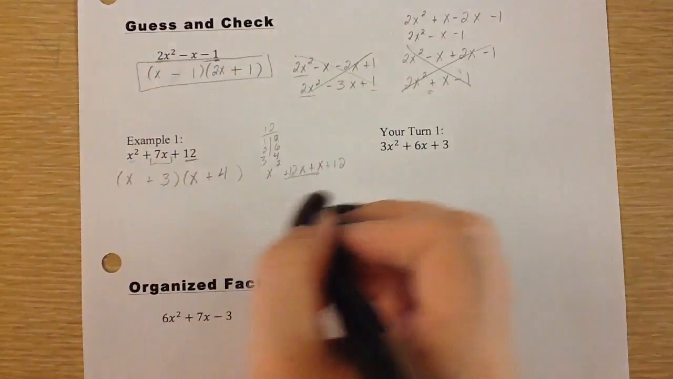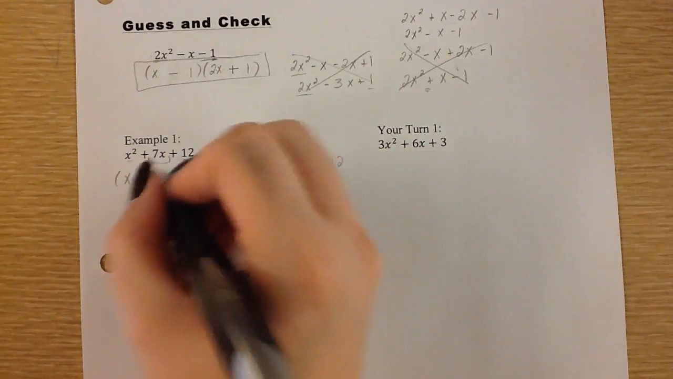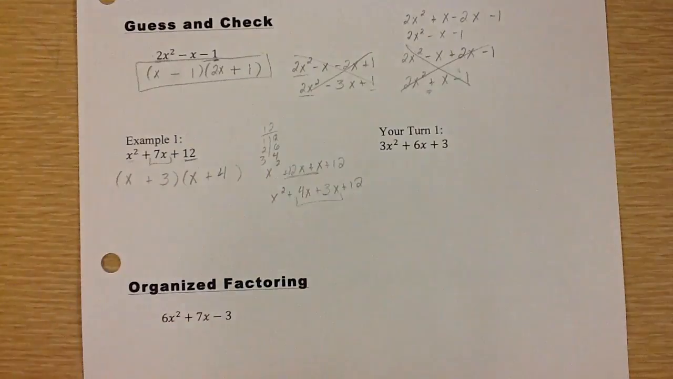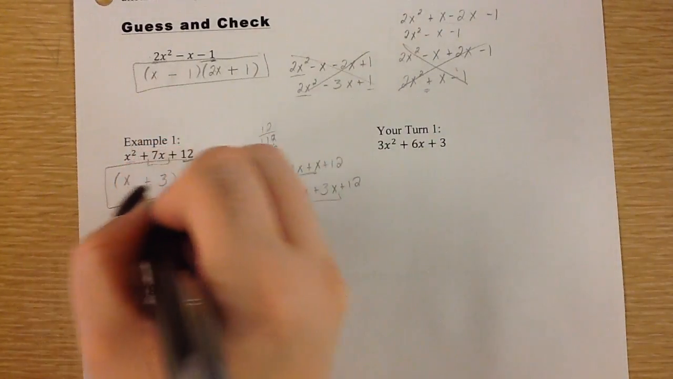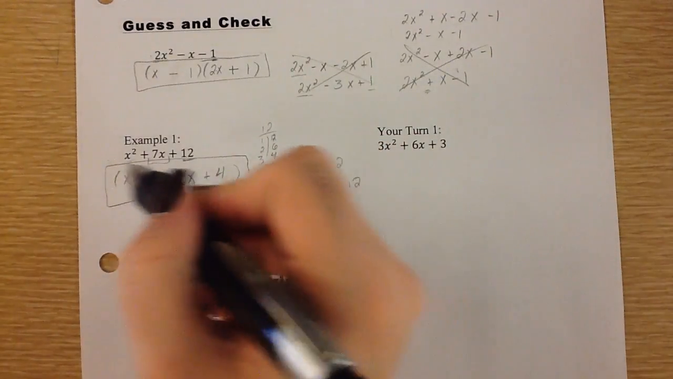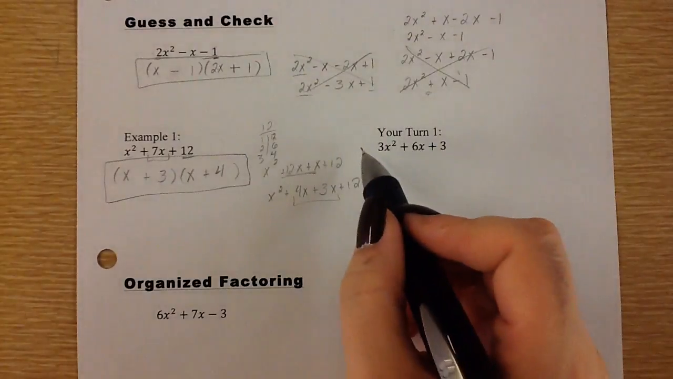x squared, so let's try it. We got x squared plus 4x plus 3x plus 12. There's my middle term, there's my 7x. So here is how they factor. One thing I like about factoring is you can always check your work, multiply it out, make sure you get back to where you started. Okay, now pause the video and I want you to do your turn number 1.